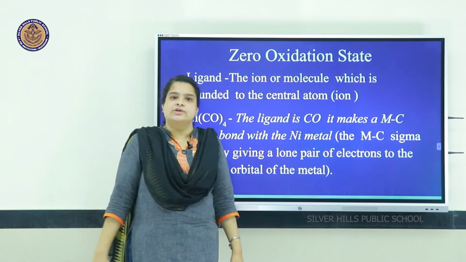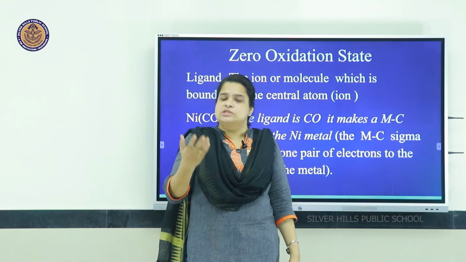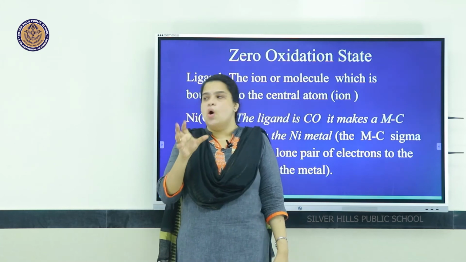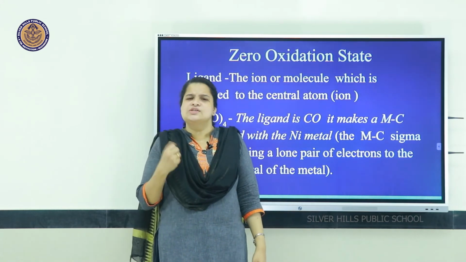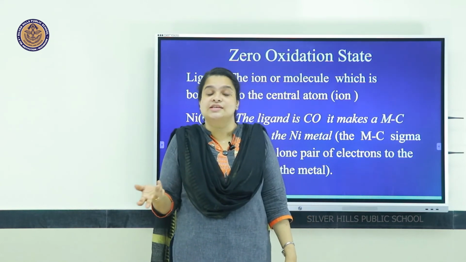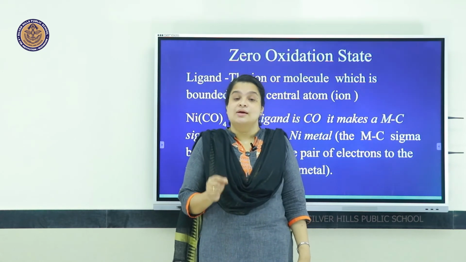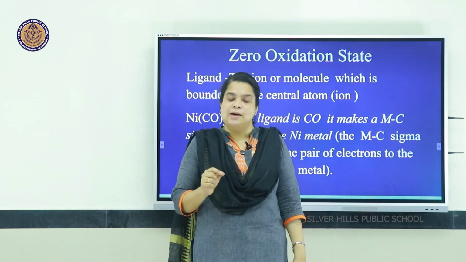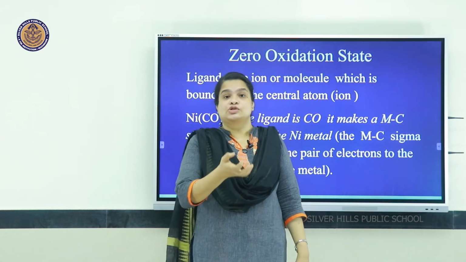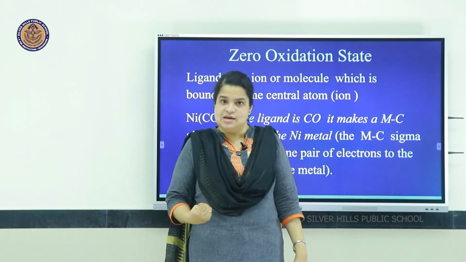This is the last point of the oxidation state, which is a very important point. Even when you go to higher levels of chemistry, you will study this. That is the zero oxidation state. What is a zero oxidation state? Can a metal have a zero oxidation state? Yes, when a metal makes a bond with carbonyl groups. For example, a CO group has a tendency to be a pi electron acceptor. It can accept electrons.